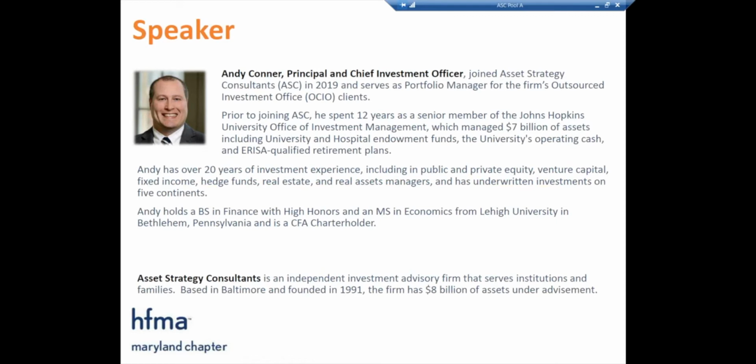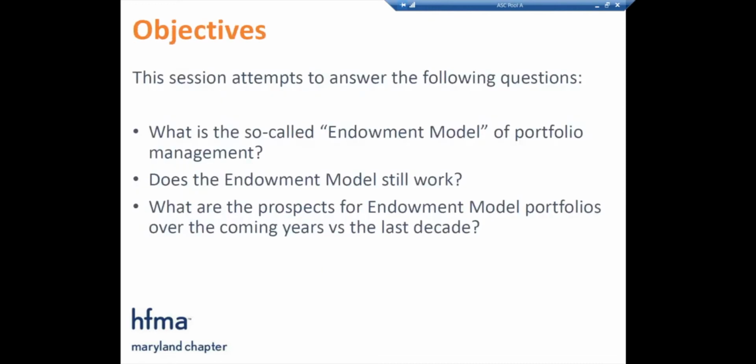Today's presenter and my colleague Andy Connor is our Chief Investment Officer here at Asset Strategy. Andy joined ASC in 2019, coming to us from Johns Hopkins University, where he was the Deputy CIO and Interim CIO. At Hopkins, Andy worked on the investment team that oversaw $7 billion of hospital and university assets. Andy has an extensive knowledge of alternative investments and the experience of working with an investment committee and their different dynamics. Andy has a BS in finance, a master's in economics, and is a CFA charter holder.